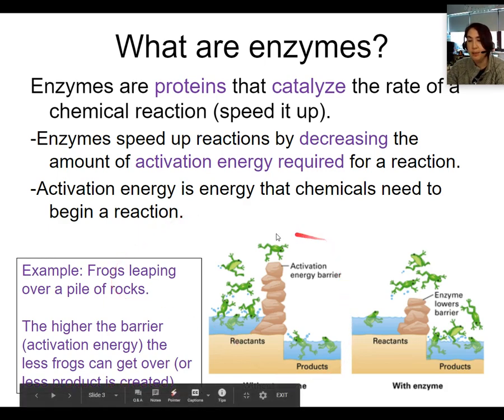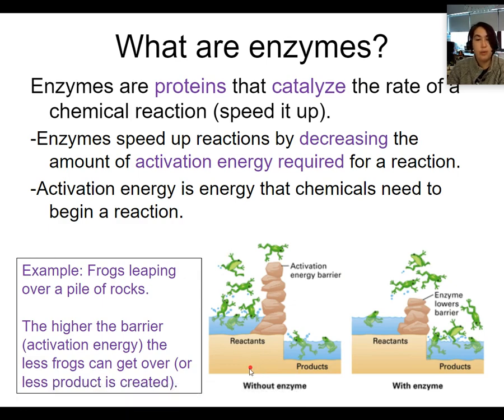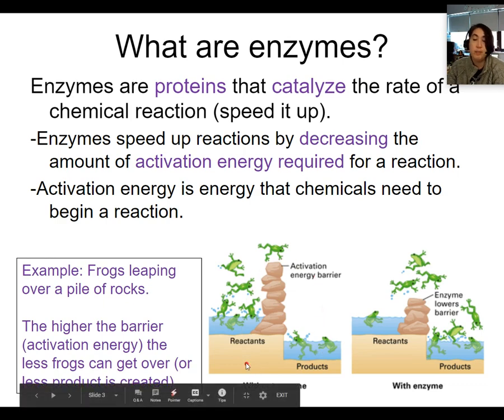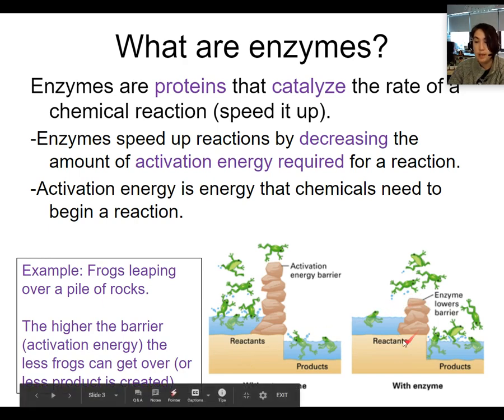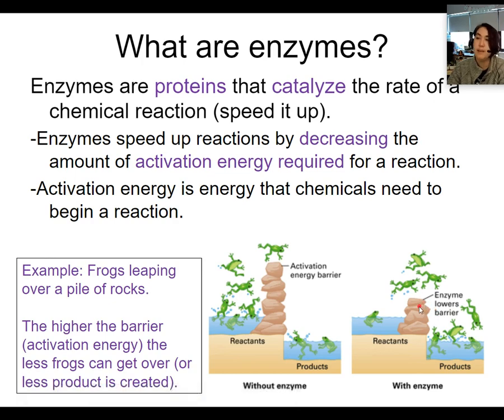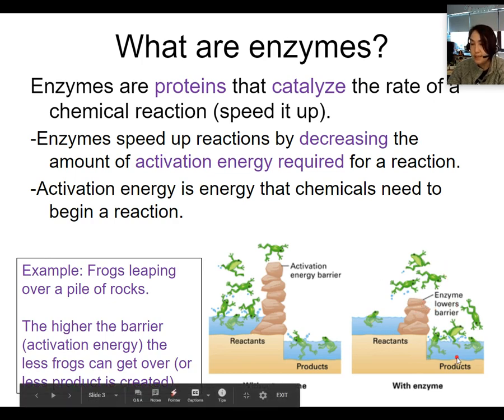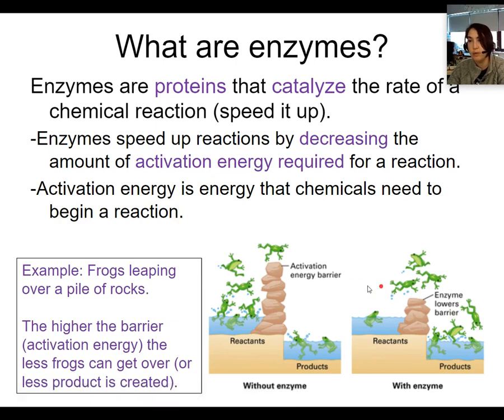So here's an example, a visual example using frogs as opposed to chemicals. So in this example, I have frogs leaping over a pile of rocks. The higher the barrier of rocks, the less frogs can get over. And think of this as being less product being created. If I remove some of those rocks from the barrier, that's basically what an enzyme does. And it allows more reactants to make their way into products. So enzymes reduce the amount of energy I need to put into a system in order for a reaction to occur.